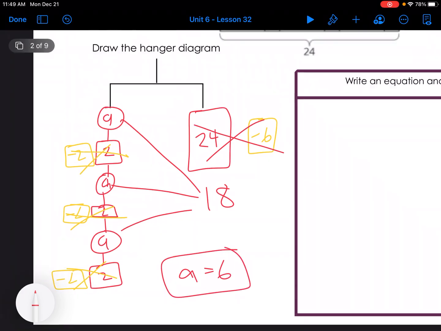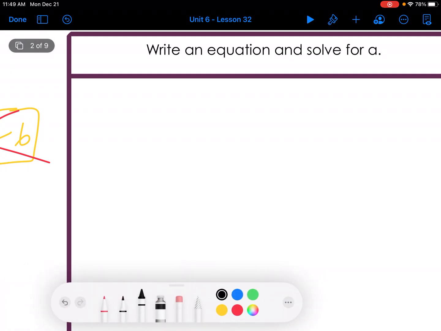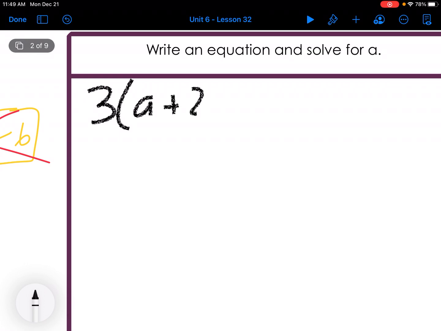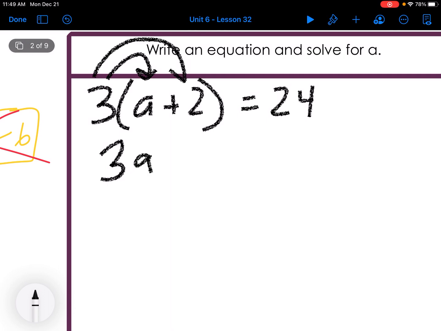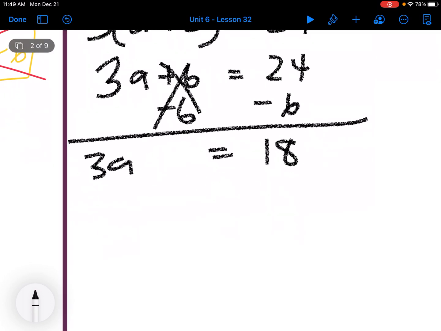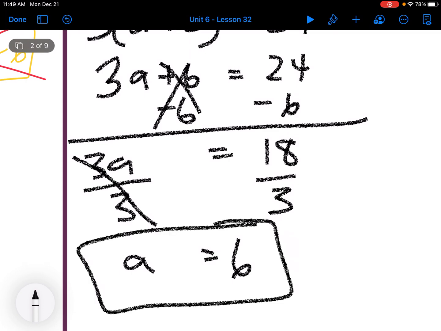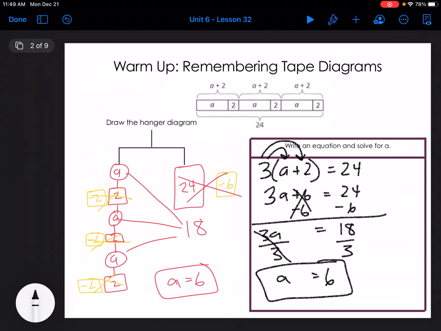Let's see if it works out when I solve it over here. So I have 3 groups of A plus 2, and that's all equal to 24. So 3 times A is 3A, 3 times 2 is 6, and that's all equal to 24. I'm going to zero out first. I'm going to be left with 3A equals 18. Then if I multiply by 3, the opposite would be to divide by 3. 3 divided by 3 is 1, and 18 divided by 3 is 6. So each A is worth 6, which is what I got from my diagram.